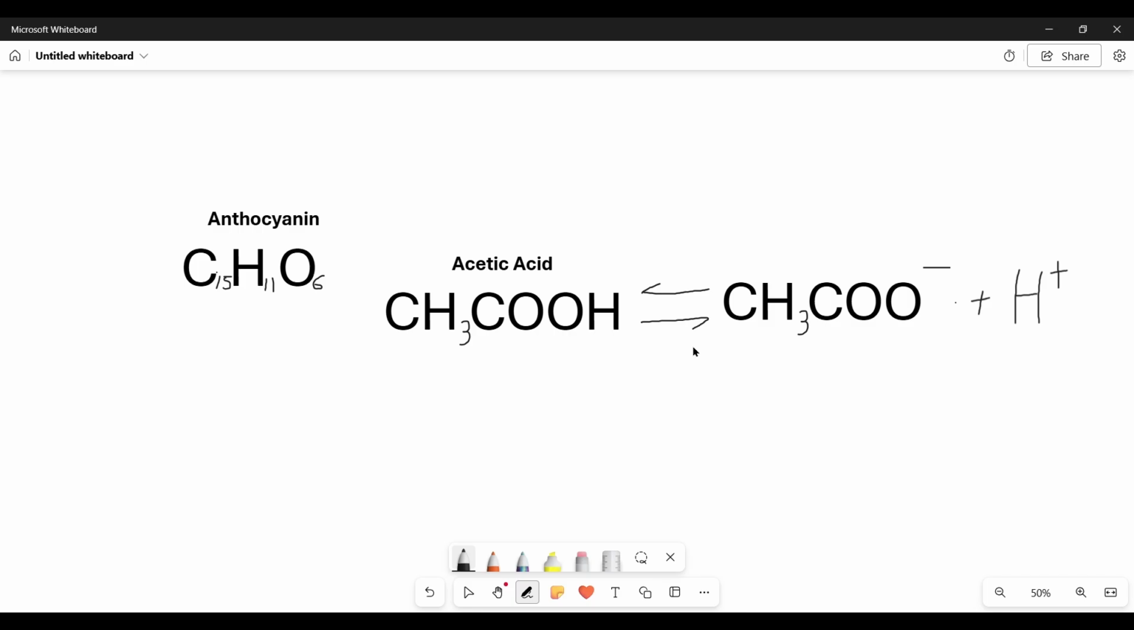When vinegar, also known as acetic acid, is added to the red cabbage extract, it releases H+ ions into the solution. These ions move into the anthocyanin molecules that stabilizes a different internal arrangement of electrons in anthocyanin, which changes how it absorbs light. As a result, the solution appears towards a light pink color.